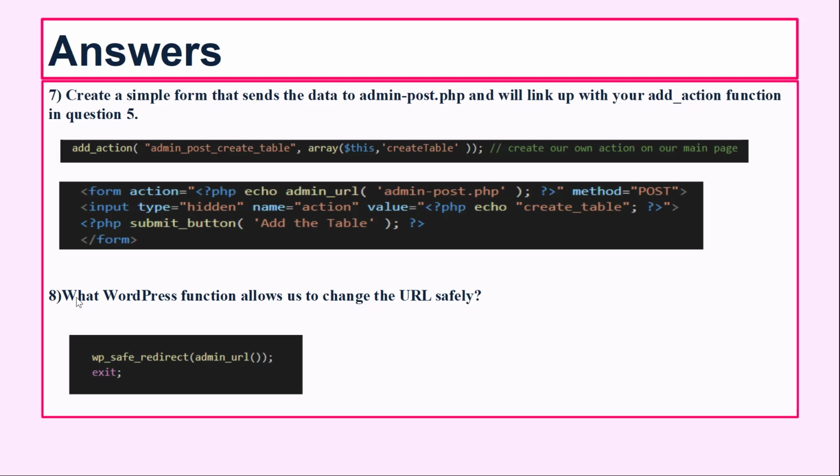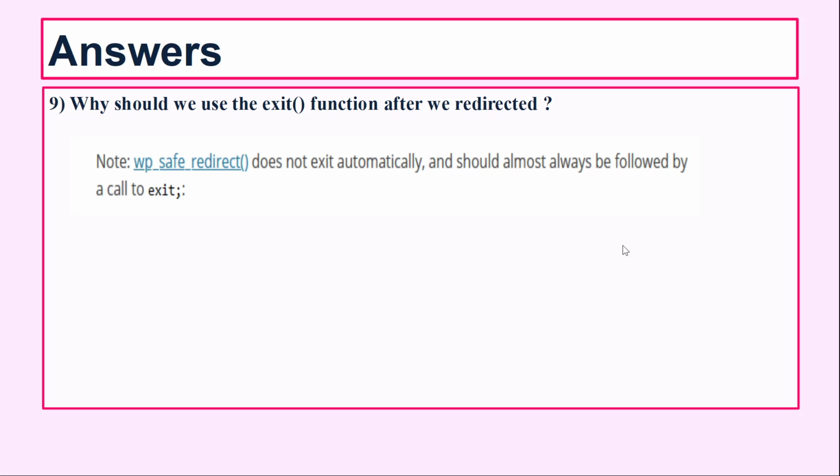Number 8, what WordPress function allows us to change the URL safely? We can use this WP safe redirect URL, and it allows us to safely change or redirect the user. And the last question, why should we always use the exit function after we redirect? I think it's best practices. So in the codex in WordPress, it says this does not automatically exit, and so you should always kind of follow this up by calling the exit function. So it's again just best practices.